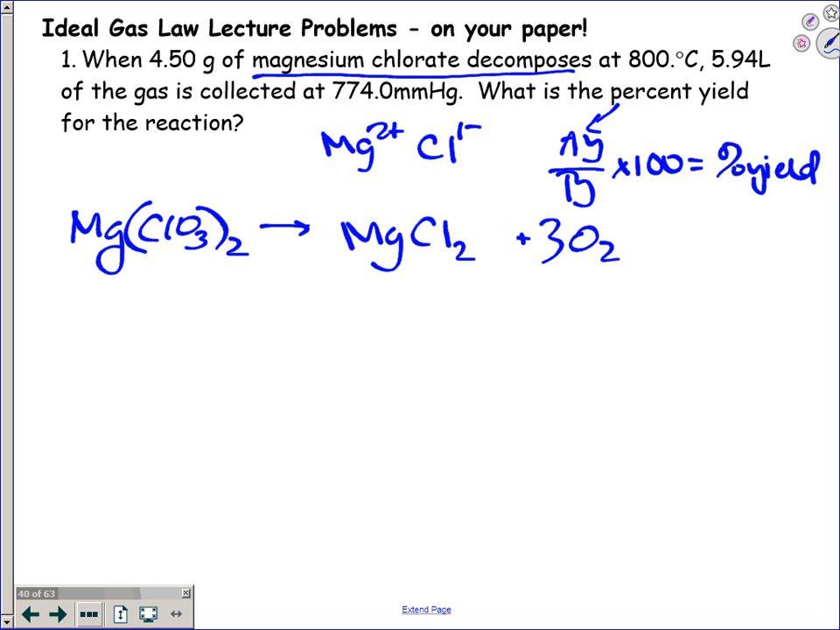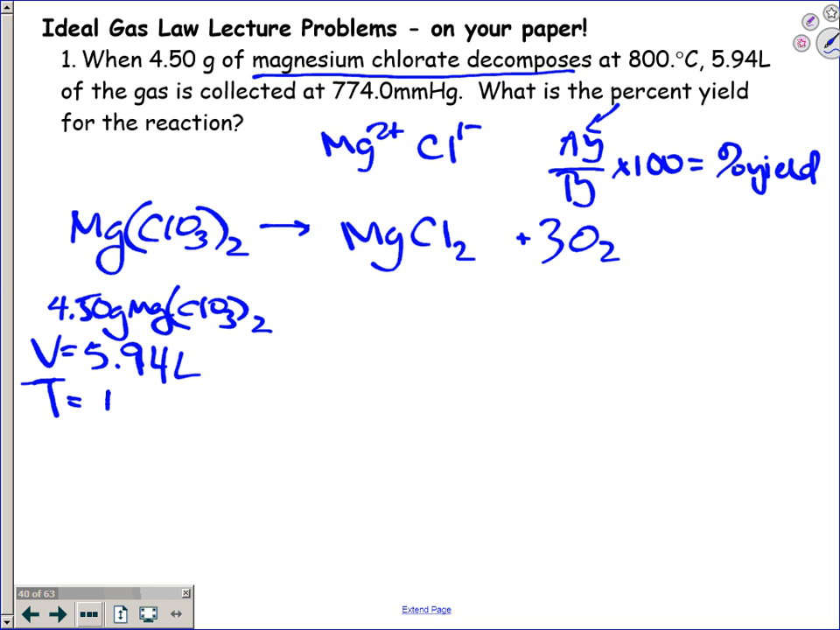Okay. All right, so give me one of the givens, Langston. 4.5 grams of magnesium chlorate. Okay. Give me another given, Olivia. 5.94. Okay, what variable is that? Volume. So V is equal to 5.94 liters. Will, give me another one. 800 degrees Celsius. And what is that in Kelvin? 1,073. So we didn't even write the Celsius down, we just went straight to Kelvin, good.